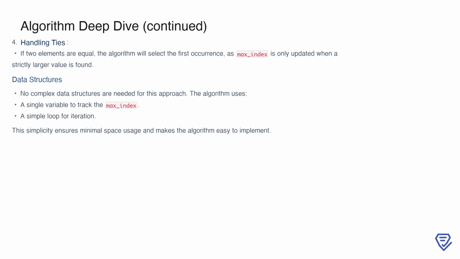Additionally, the algorithm is straightforward in its use of data structures. We don't require any complex structures. Instead, we simply rely on a single variable, max_index, to track the largest value, and a loop to iterate through the indices. This simplicity results in minimal space usage, making the approach easy to implement and understand.